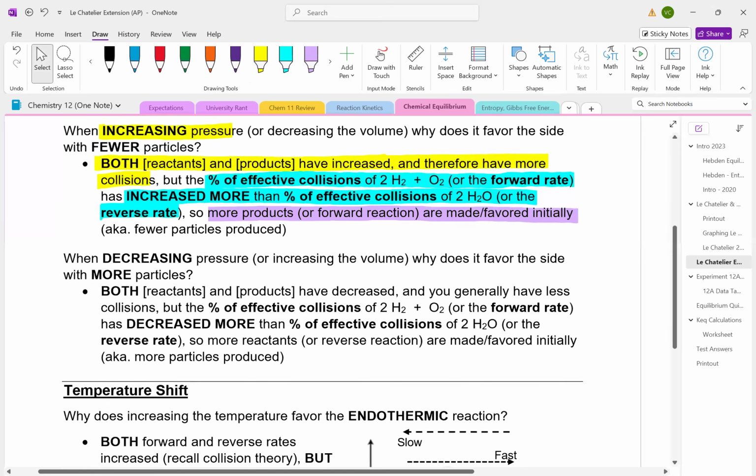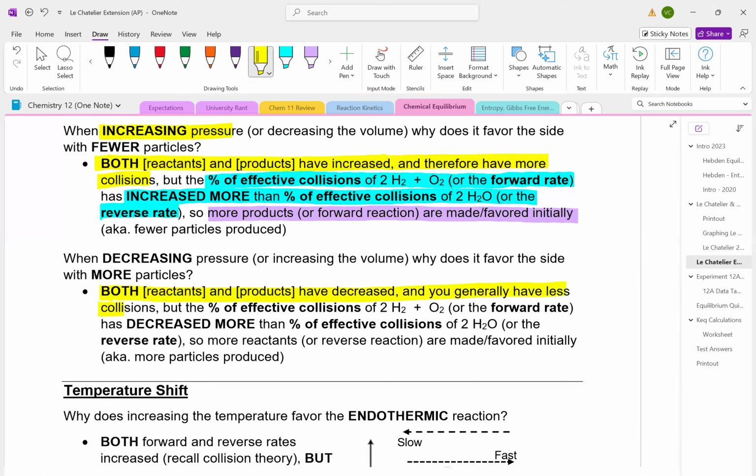Conversely, when decreasing the pressure, why does it favor the side with more particles? Again, both reactants and products have decreased, and you generally have less collisions. But the percentage of effective collisions, or the forward rate, has decreased more than the effective collisions of the reverse rate. And so what happens is more reactants or reverse reactions is favored initially.